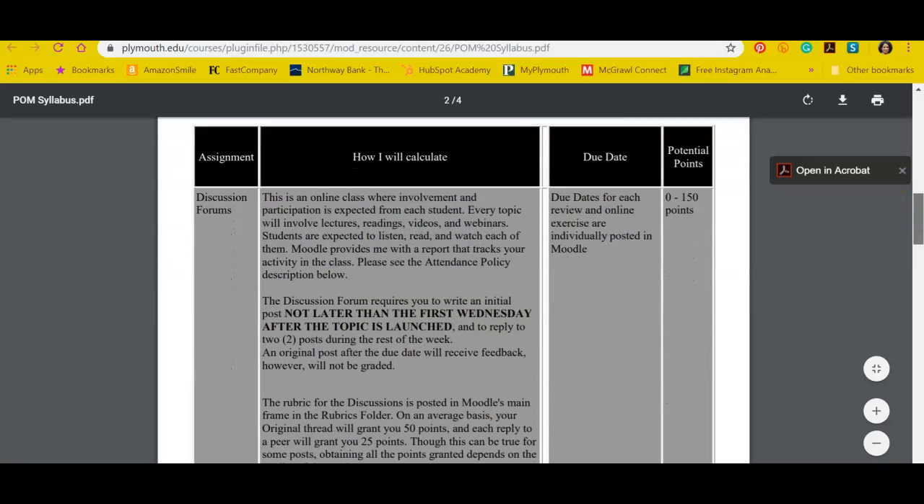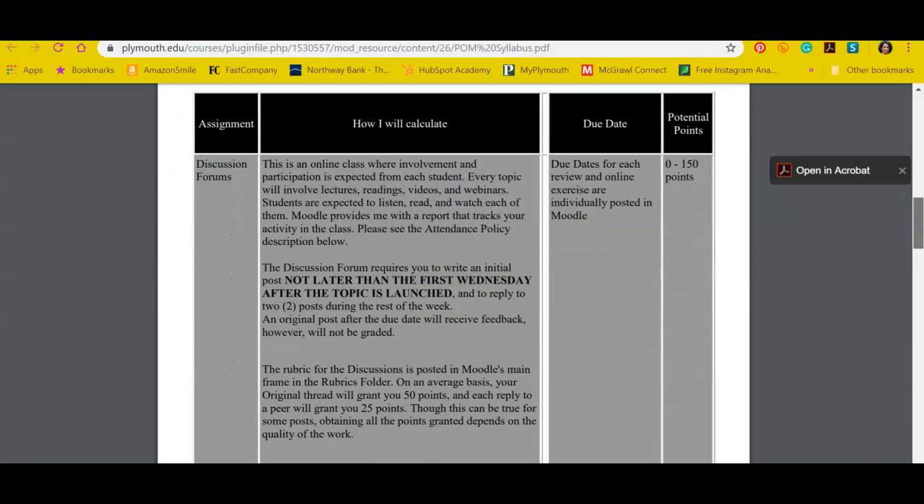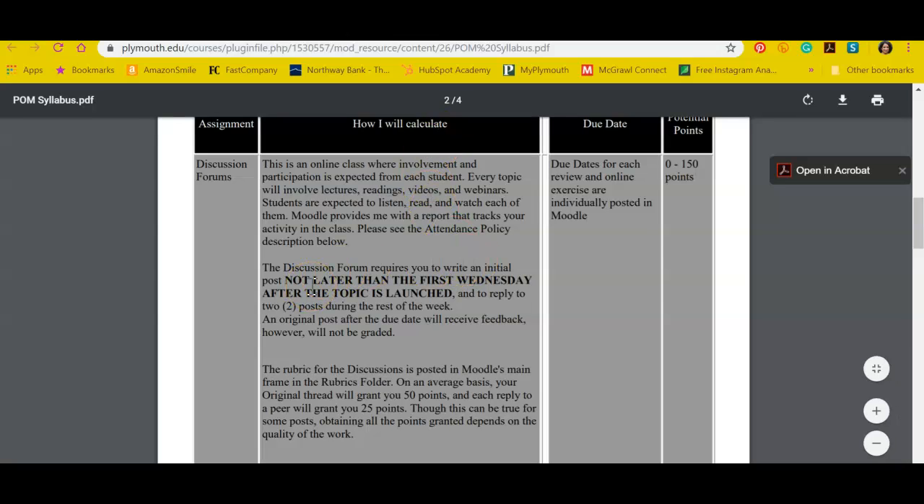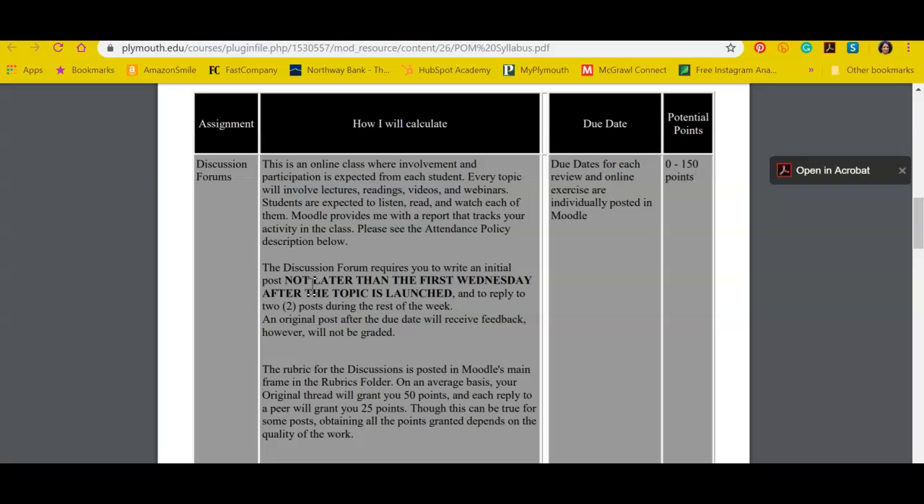After you have your book, you're going to read here all the assignments. We have discussion forums, which require you to have 3 posts: an original post and 2 replies. Your original post needs to be written by Wednesday night. If you write it after this day, I will read it and provide you feedback, however, I'm not going to grant you any points. So make sure that you work by the days that I state here so that you don't lose any points.